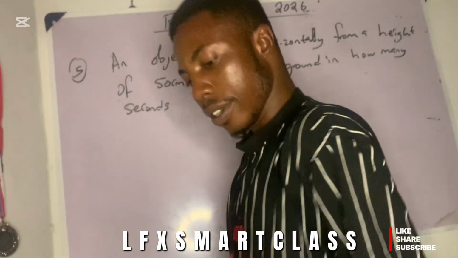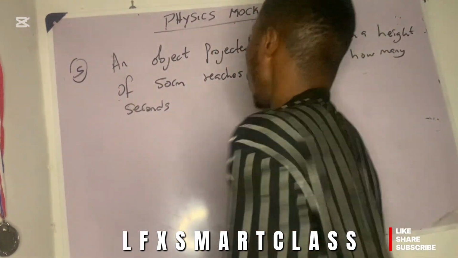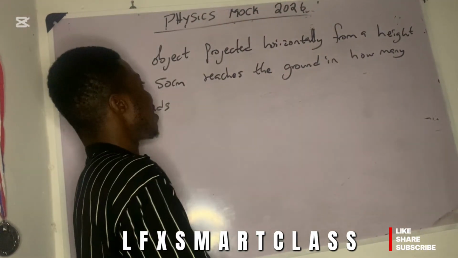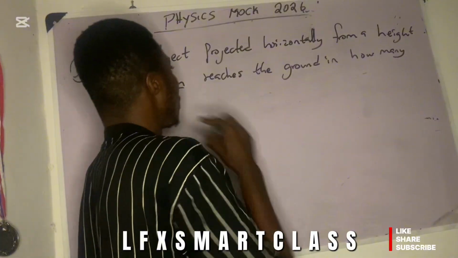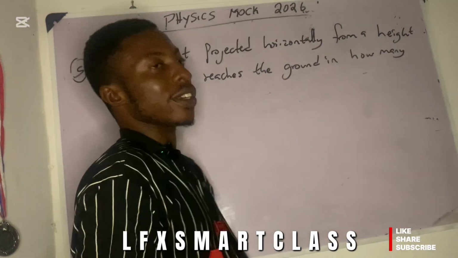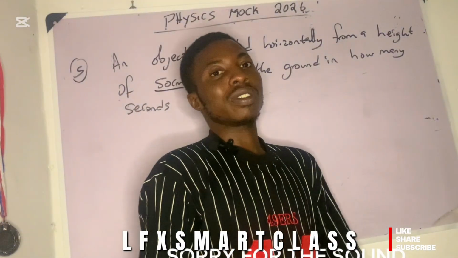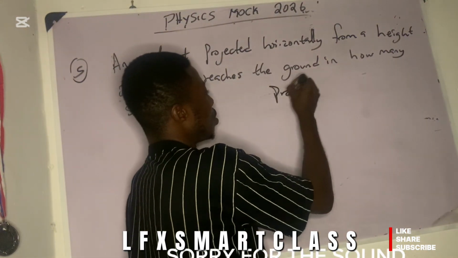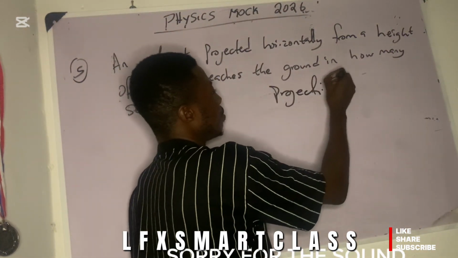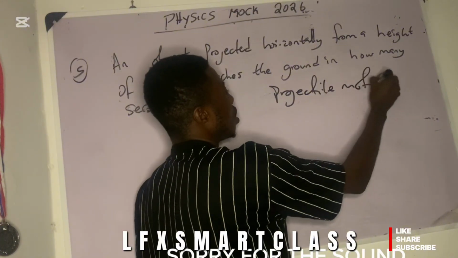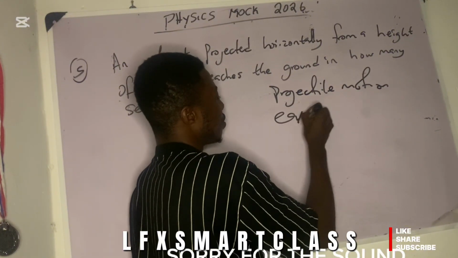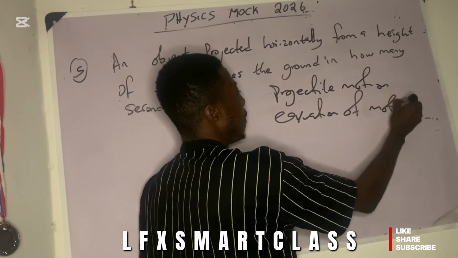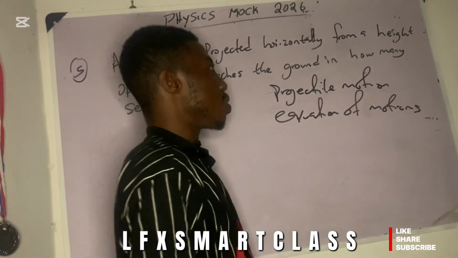So let's take the next question here. We have an object projected horizontally from a height of 50 cm. It reaches the ground in how many seconds? This particular question connects two topics: projectile motion and equations of motion.